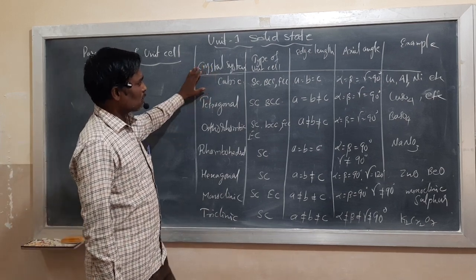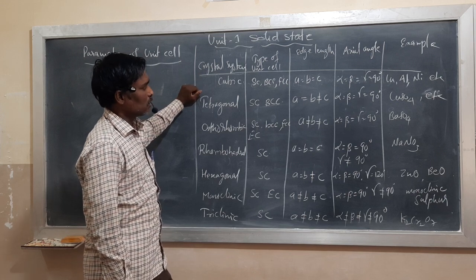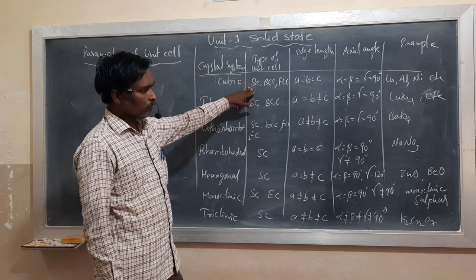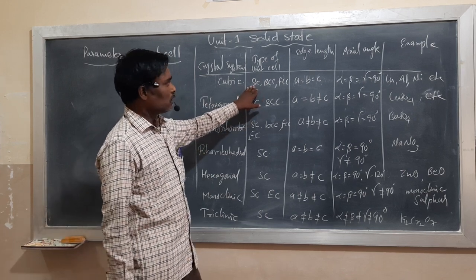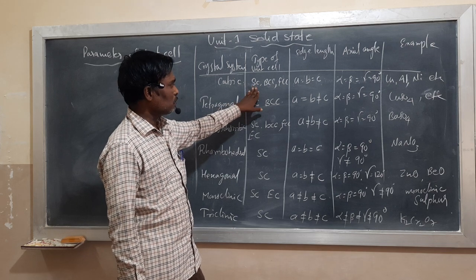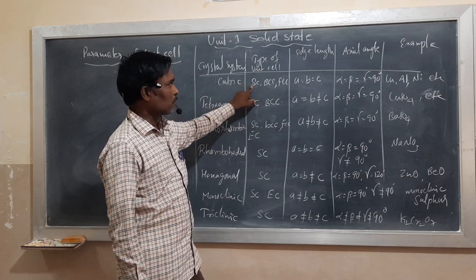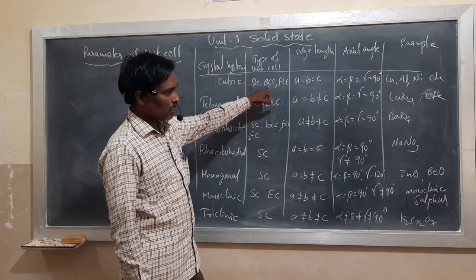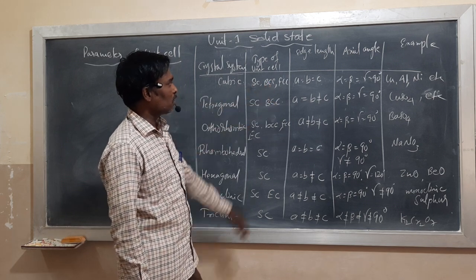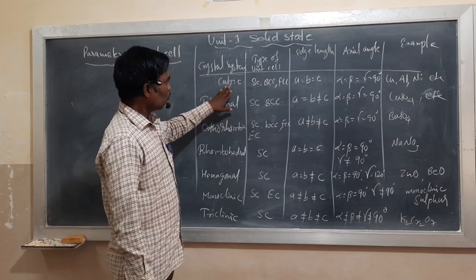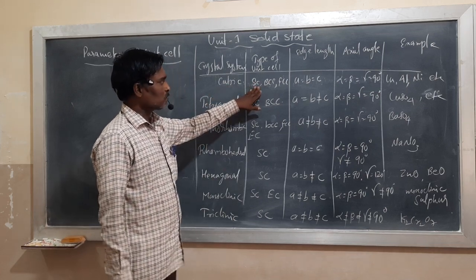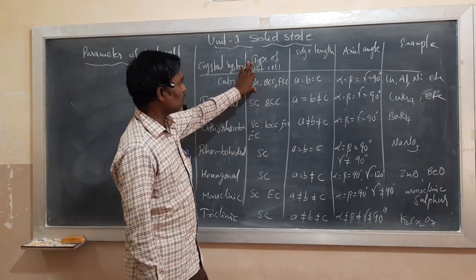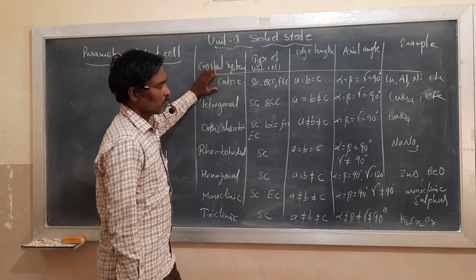The cubic crystal system has 3 types of unit cells: simple cubic, body centered cubic, and face centered cubic. We discussed that simple cubic cell means the particles are present at the corners of that cube. And in body centered cubic cell, there are 8 corner particles and 1 at the center. Like that, cubic has 3 types of unit cells: simple, BCC, and FCC. We do not observe the end centered cell in the cubic system.